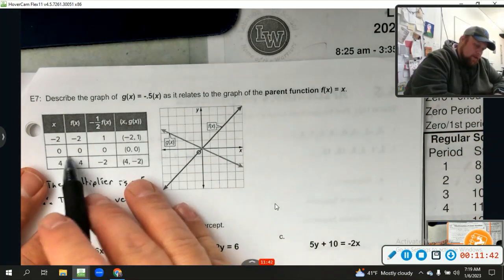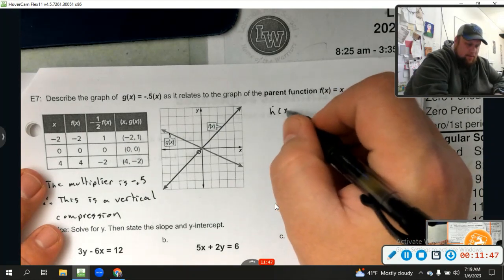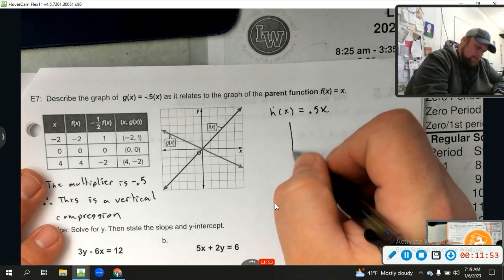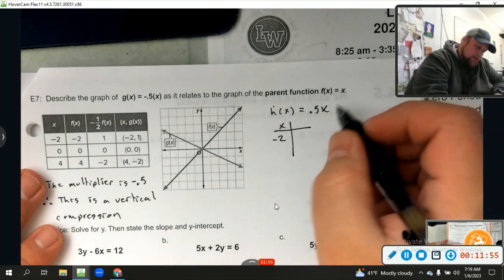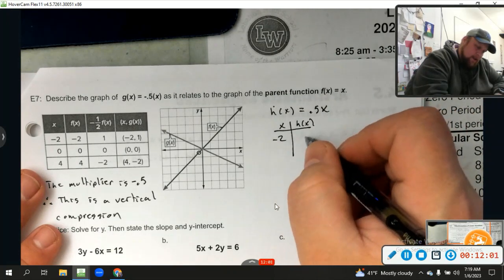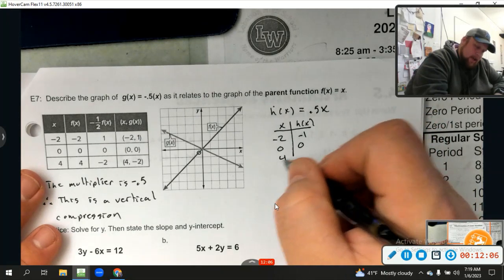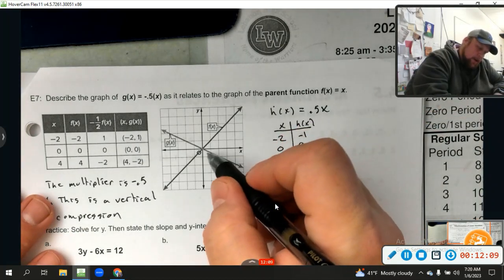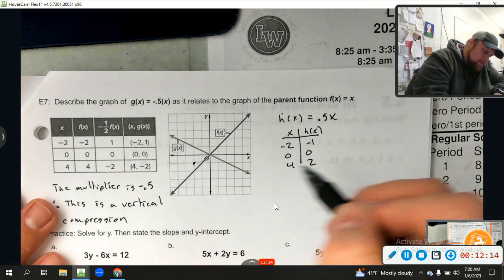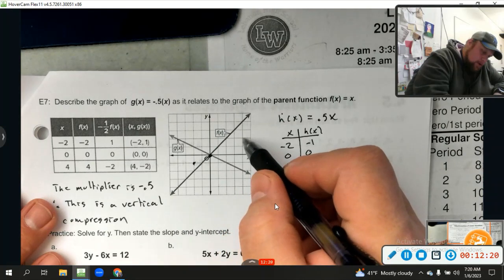So if it was just 0.5, then if we have, I'm going to do an h of x, h of x equals 0.5x. So if we would have had that point, x is -2, then what's half of -2 for h of x? Well, half of -2 would be -1. If I have 0, it's still going to be 0, but if I have 4, what's half of 4? It's going to be 2. So let's graph these points. So I would have -2, -1, 0, 0 still, and then 4, 2.